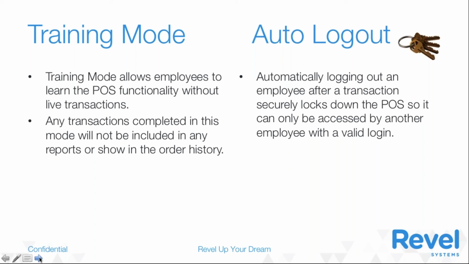Frequently you'll see this enabled for table service restaurants where you have multiple servers using the same POS terminal. As soon as they're done working on the current transaction and actually tap that done button, it will log them out, saving them a step and making sure that their orders remain their orders and no one else accidentally opens up another order or adjusts an order under their name.